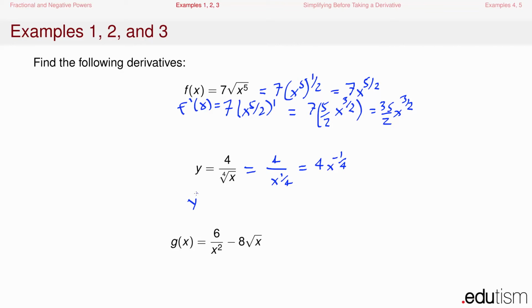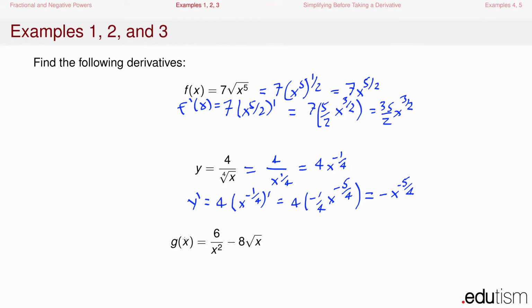Now if I want to take the derivative, I can use the constant multiple rule. I'm going to keep the constant in front, 4 there, and I'm going to take the derivative of x to the negative 1/4. When I do that, the exponent will be written in front, negative 1/4 times x. Then I'm going to subtract 1 from negative 1/4. Negative 1/4 minus 1 is negative 5/4. 4 times negative 1/4 is negative 1. So the derivative of this function is negative x to the negative 5/4.